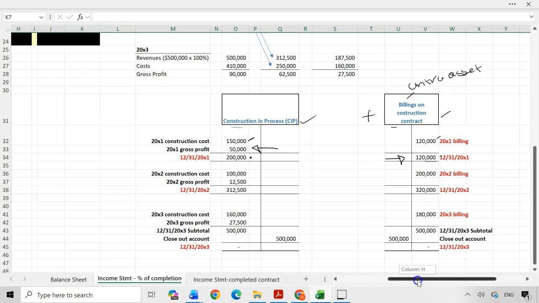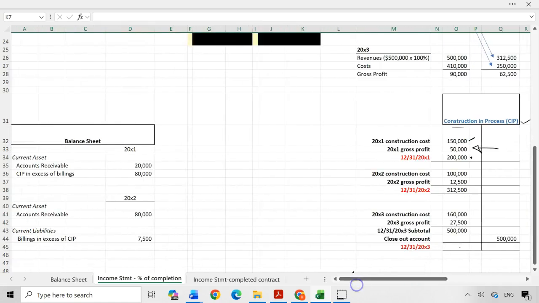We're going to take those two accounts' ending balances, and on the 20X1 balance sheet, I'm going to have construction in process in excess of billings for $80,000. It's under current assets. I'm also going to have the accounts receivable that I booked, and this number comes from the balance sheet entries that we booked in the first video that's in this tab. So if you want to see that, you can go back to that previous video.